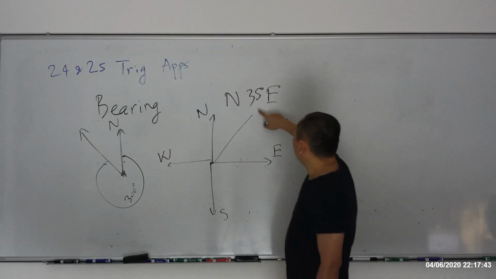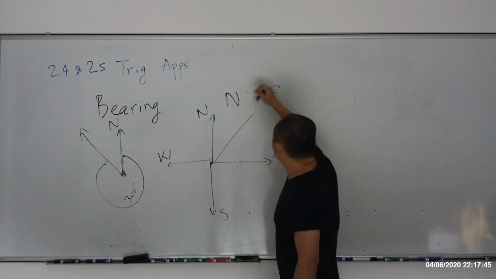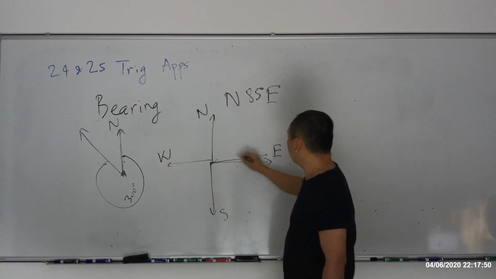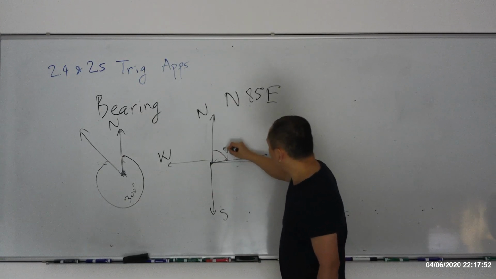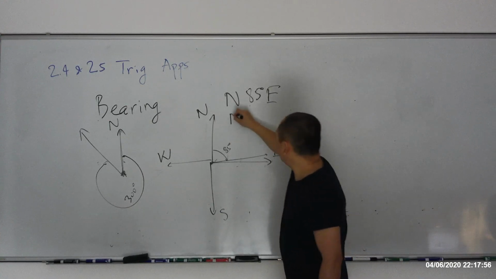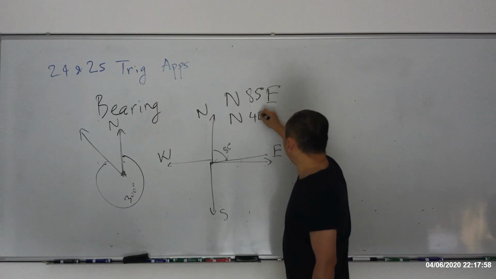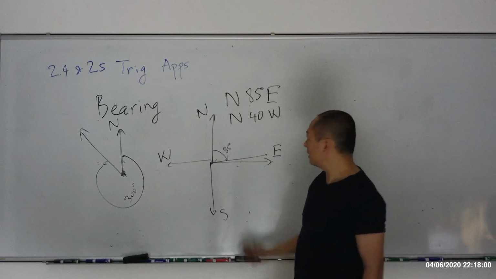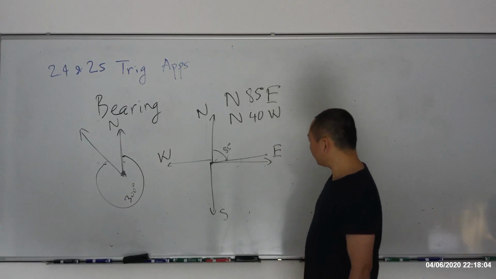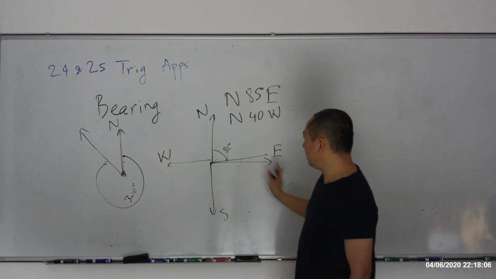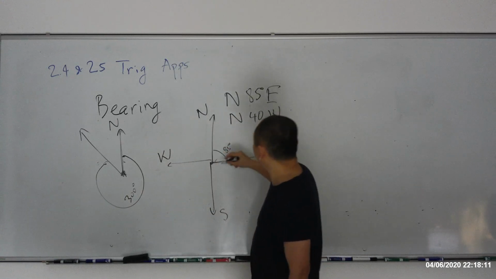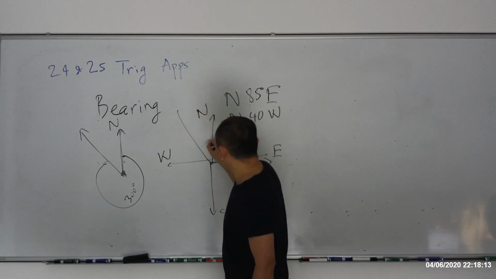What if you say north 85 degrees east? North right there, 85 degrees east, right there. What if you see north and then 40 degrees west? Now from north we don't measure the angle clockwise anymore. This time we have to go counterclockwise because we're moving in the west direction. So 40 degrees is right here, 40 degrees west.